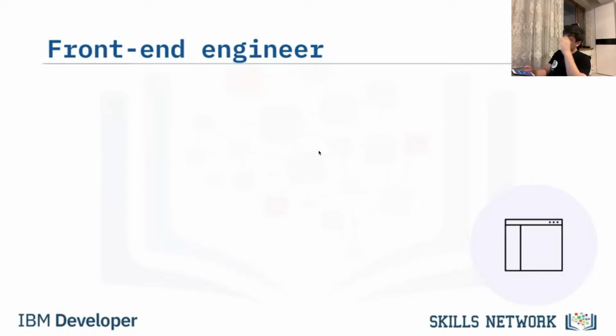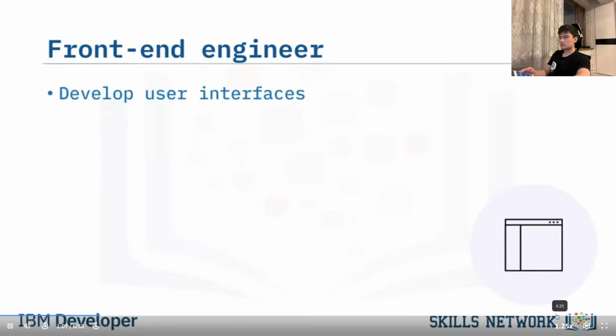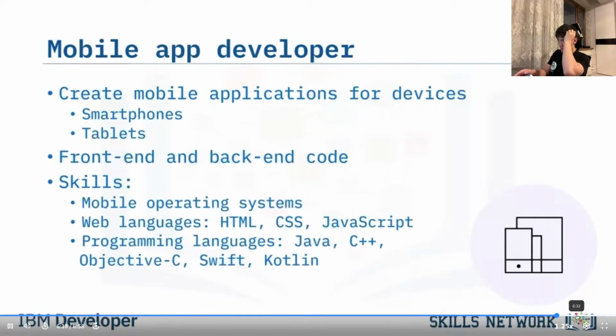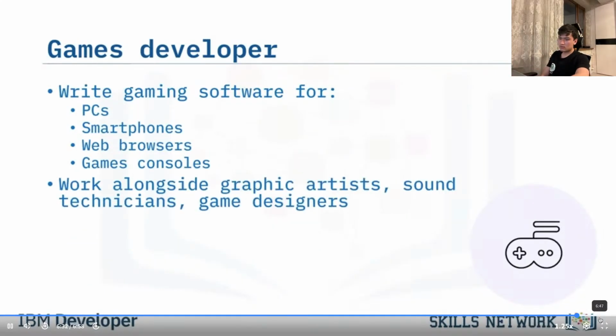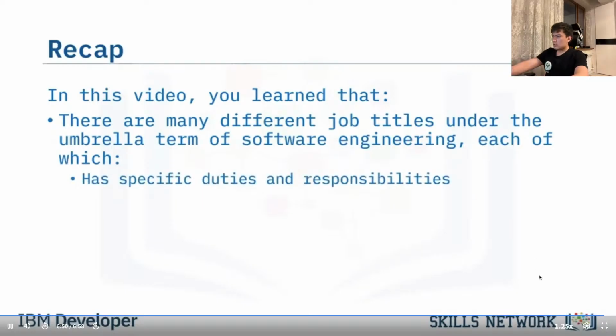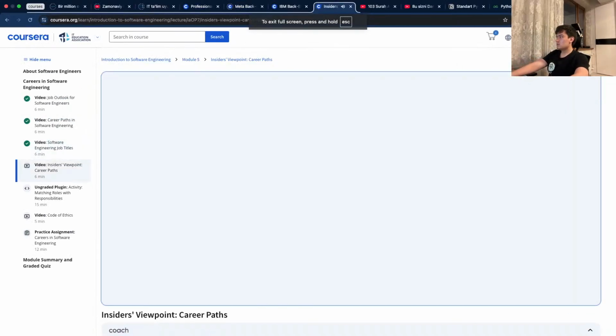Front-end engineers focus on developing the user interface, or UI, of applications. Back-end engineers work with languages, as well as web services. As a games developer, you'll work alongside graphic artists, each of which has specific duties and responsibilities and requires a specific skill set.